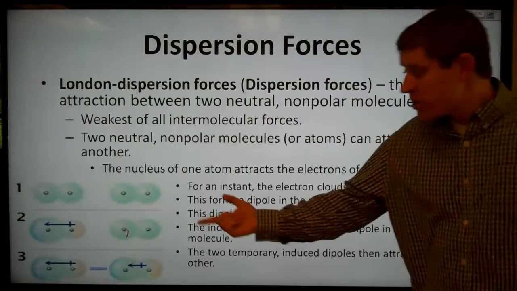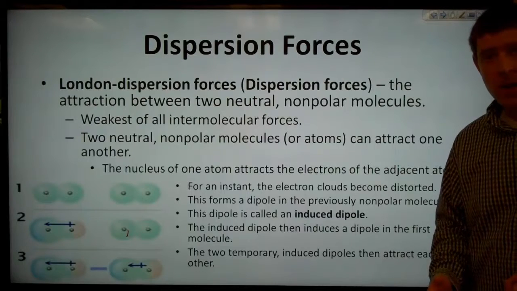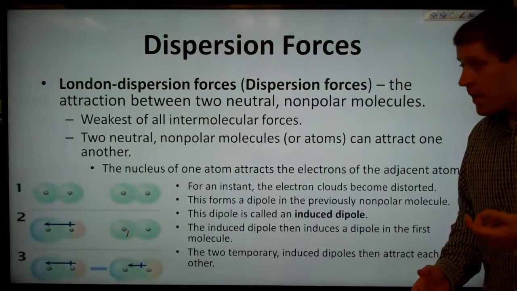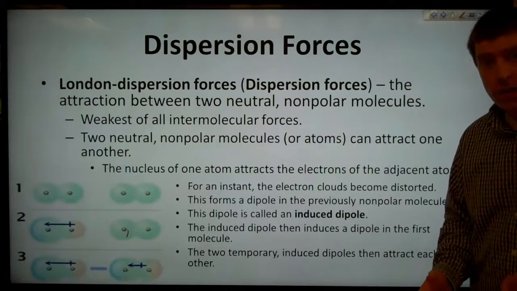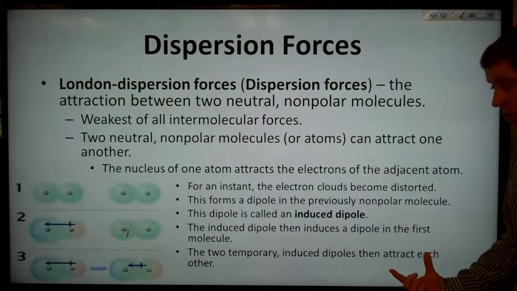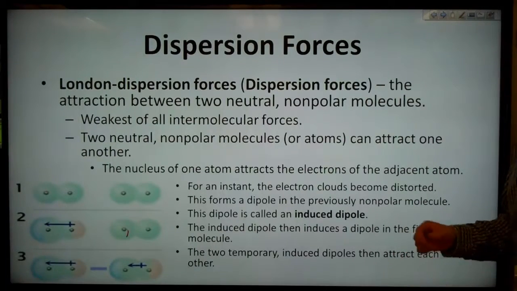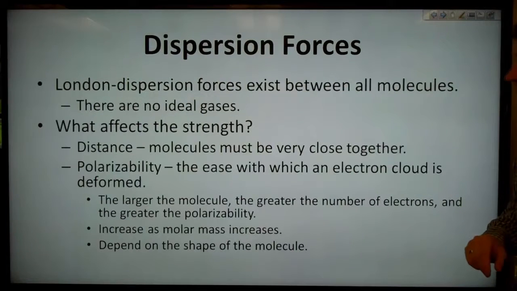Now, those dipoles are going to be very weak, because they're not going to last very long. But that attractive force will still be there. So those two temporary induced dipoles will attract each other. Those two molecules will have an attractive force pulling them together.